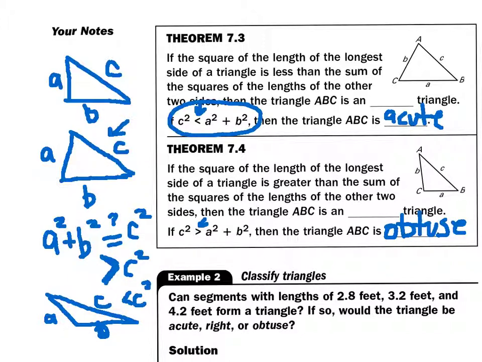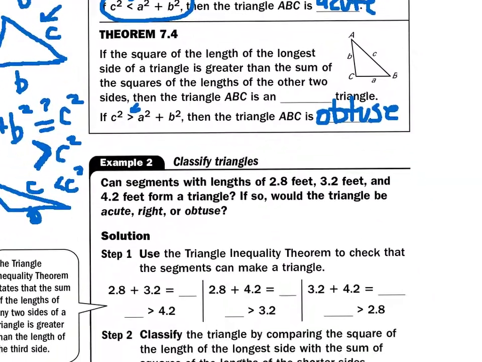Now, we can't tell the exact lengths of the sides this way. So we can't say I have an obtuse triangle with sides x and 2 and 3. What's the x? We can't say that it's definitely some number, but we can say it's obtuse. So let's look at example 2.